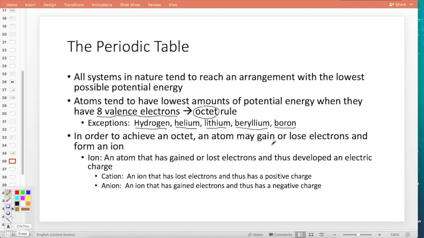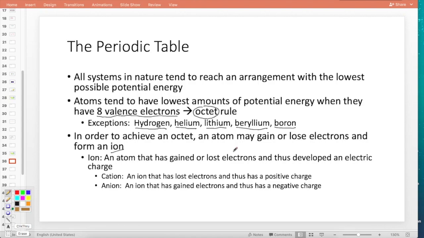Atoms will seek to change their number of outermost valence electrons until they have achieved 8, an octet. So in order to achieve an octet, an atom will give up, will lose, or will receive, will gain electrons in order to achieve that octet. And in doing so, the atom has become what we refer to as an ion. An ion is an atom that has gained or lost electrons and thus developed an electric charge.